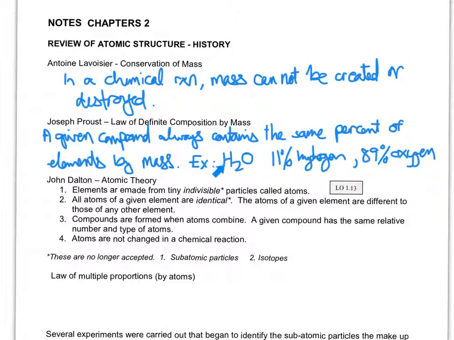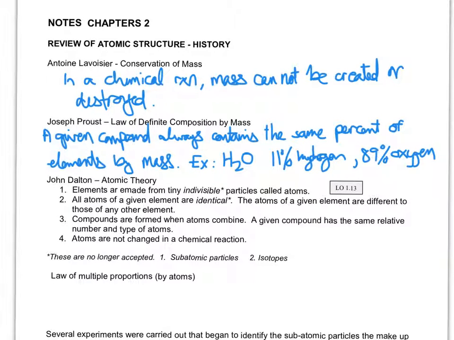For example, if I have water, whether I have a drop of water or a kilogram of water or a tub full of water, water will always be 11% hydrogen and 89% oxygen by mass. So if I take the mass of the hydrogen in my compound, divided by the total, that's going to be 11%, and for oxygen it'll be 89%.